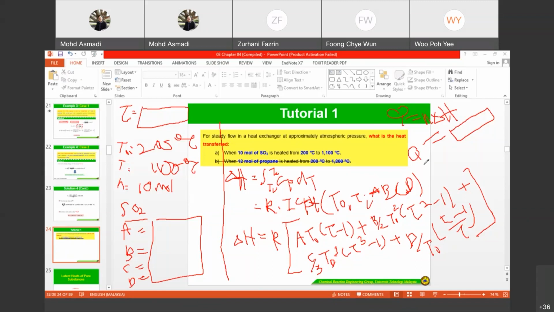What's the answer? 11693 kilojoule per mole. Is it correct? How about anyone? Why kilojoule per mole? That is delta H. You have to calculate the Q, which should be normal, because its total is 10 mole. So times with the 10 mole. What's the answer?